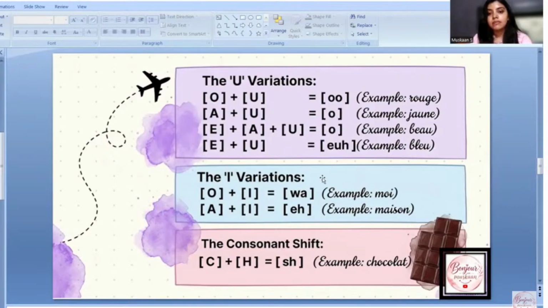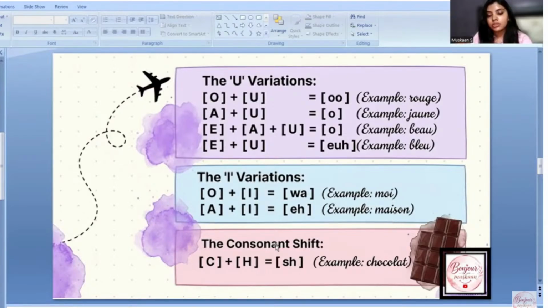Now let's do the I variation, you can say. O plus I sounds like "wa". Example, moi. OI, moi. A plus I, maison. Now AI here is maison. Okay, moi, maison.